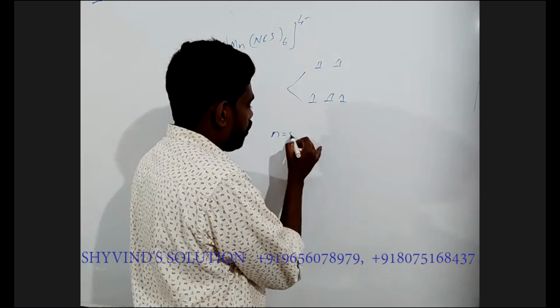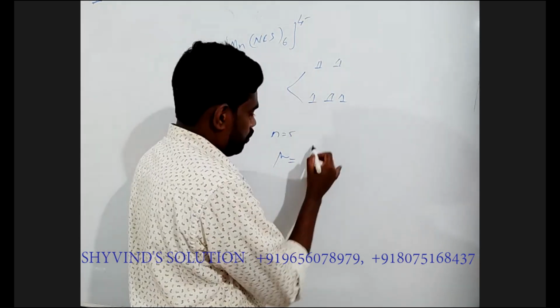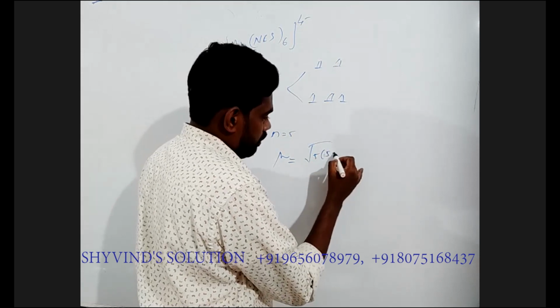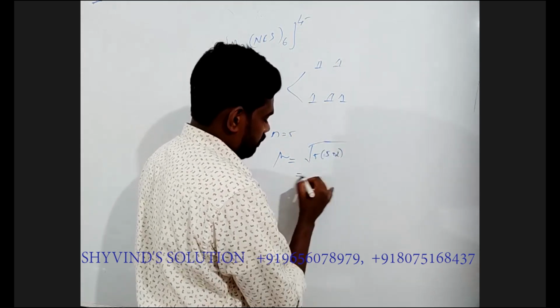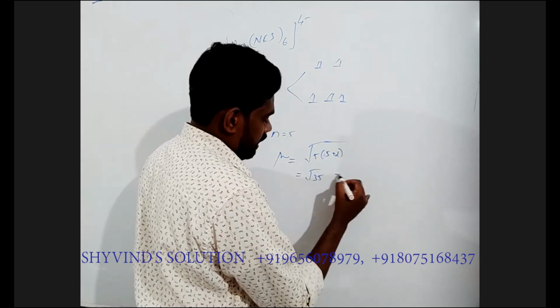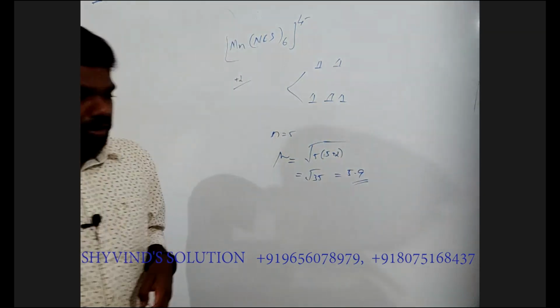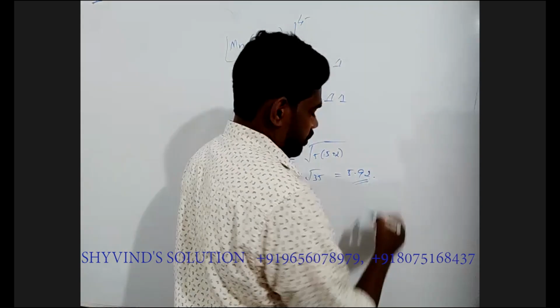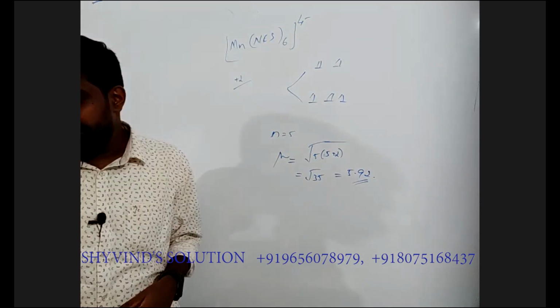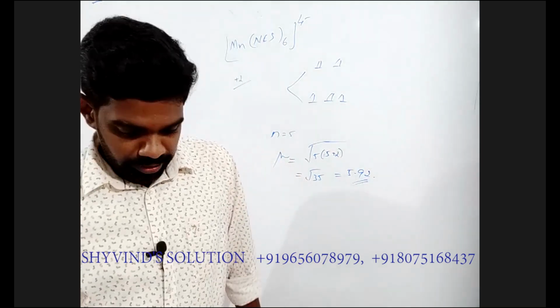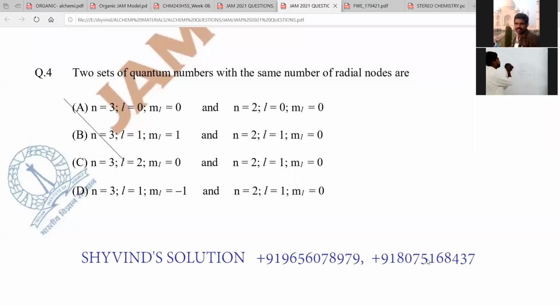So n equal to 5, mu equal to root of 5 into 5 plus 2, this is root 35, nearly 5.92. So the answer is 2.83 and 5.92. The answer is option D, the fourth option.